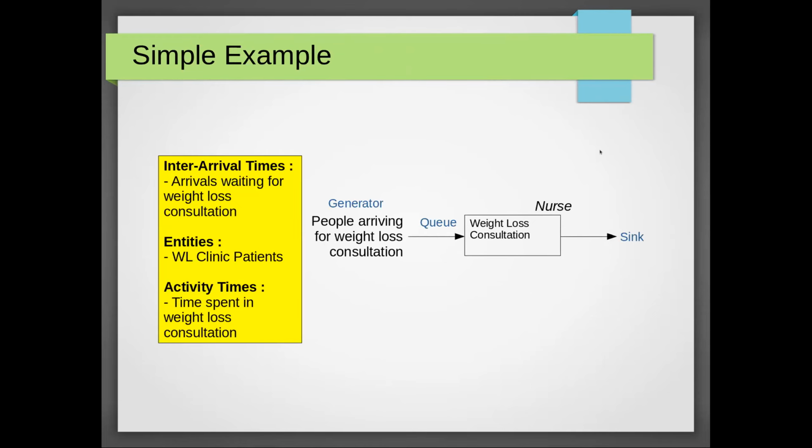Let's go back to a really simple example that we looked at last time. This was the first model that I showed you how to build in SimPy, where we've just taken that really, really simple system where we've got people arriving for a weight loss consultation, they queue up to see a nurse, they have that weight loss consultation, and they leave. Okay, so really simple system, single activity, single queue, one type of entity, one type of resource, just so that you can see how you would do that in an object-oriented framework.